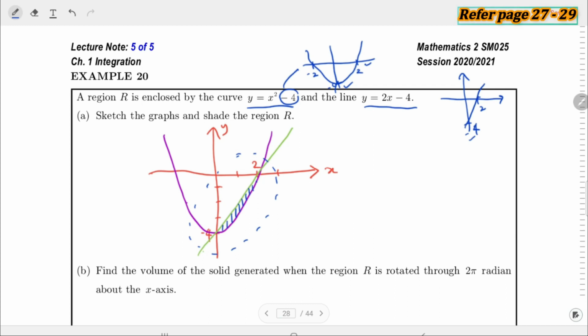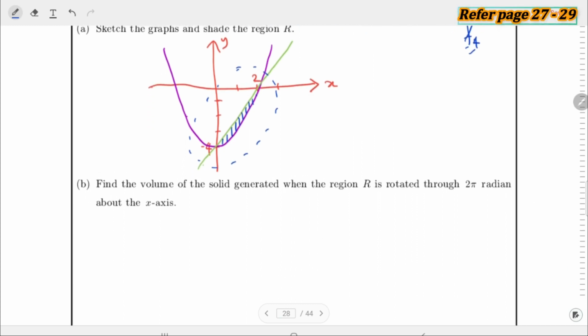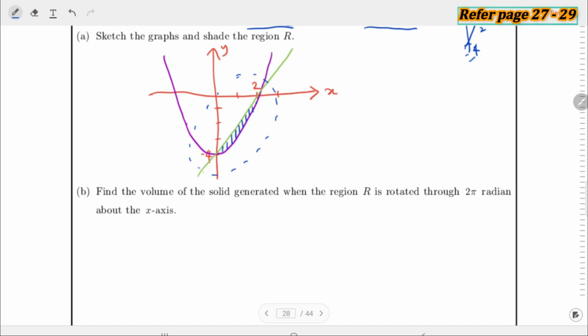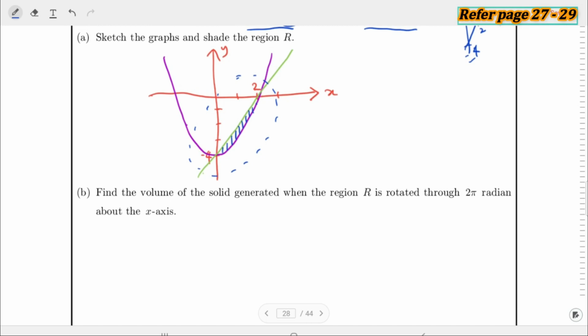So let's look at the next question. Find the volume of the solid generated when the region R is rotated through 2 pi radians about the x-axis. What does it mean by 2 pi radians? 2 pi equals 360 degrees. So it means that this region is rotated 360 degrees about the x-axis.